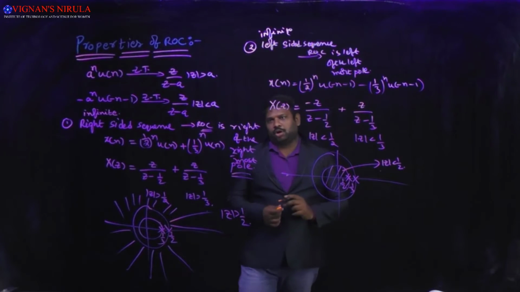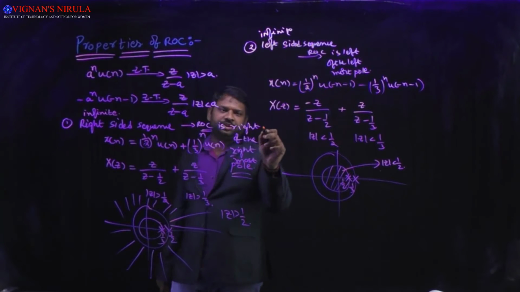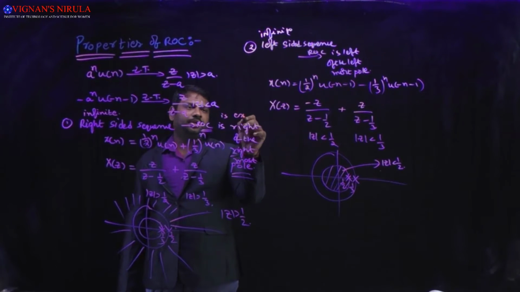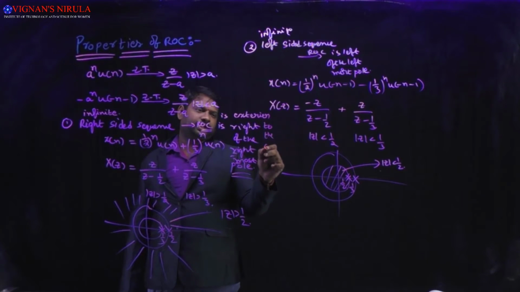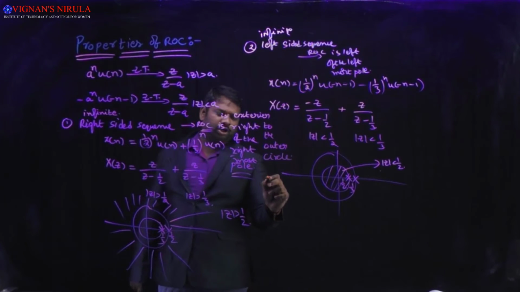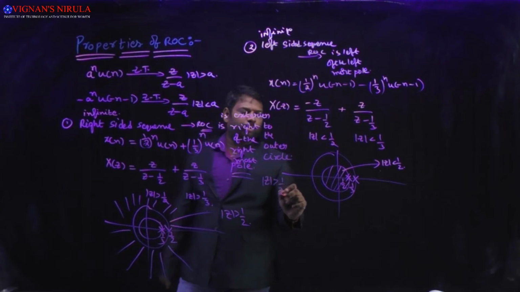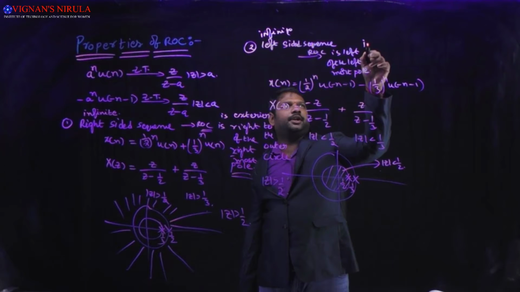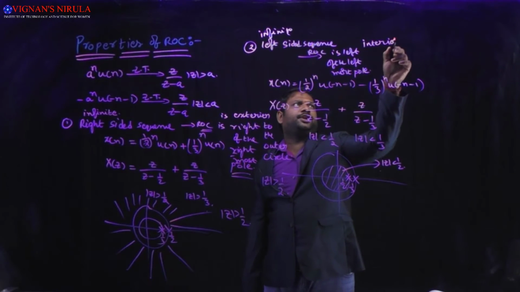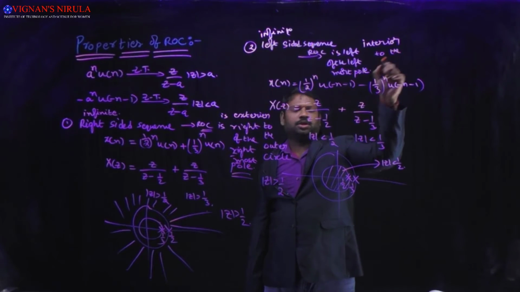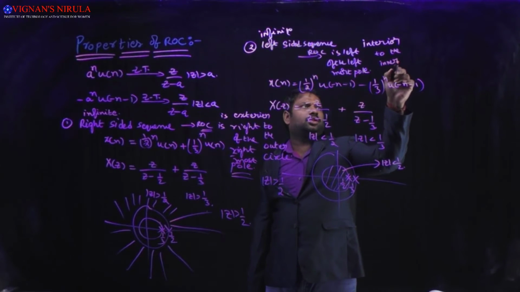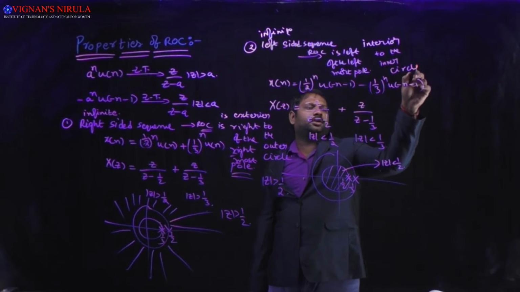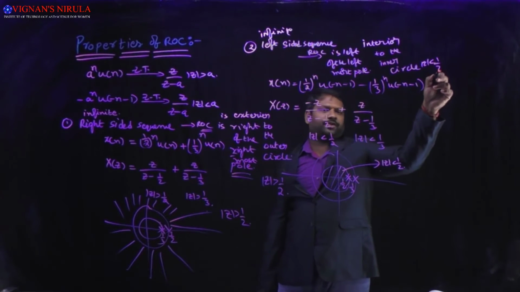That is interior, or we can write like this, ROC is exterior to the outer circle, that is, mod Z greater than 1/2. But here also we can write in a similar fashion, that is, interior to the inner circle, that is, mod Z less than 1/2 in this case.